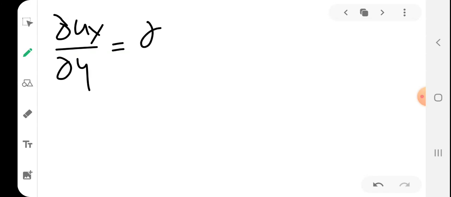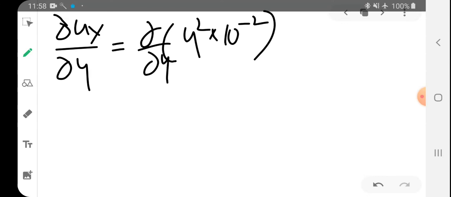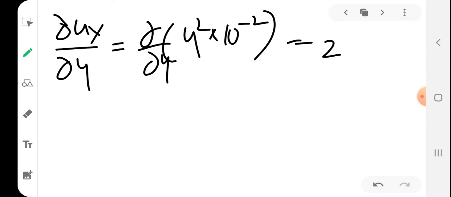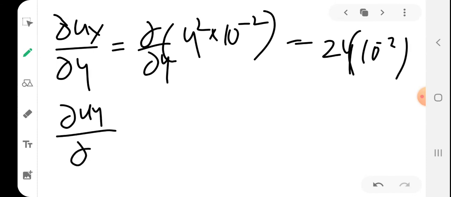That is ∂/∂y of y² into 10 raised to minus 2. So you try to do all these things here. I will just write the answer. Answer will be 2y into 10 raised to minus 2. Okay. Similarly, ∂uy/∂x is nothing but it will be 0 because there are no terms of x in uy.